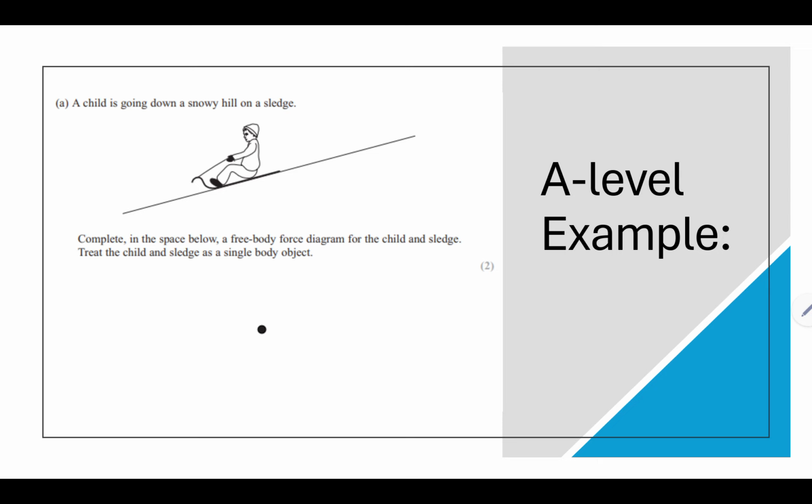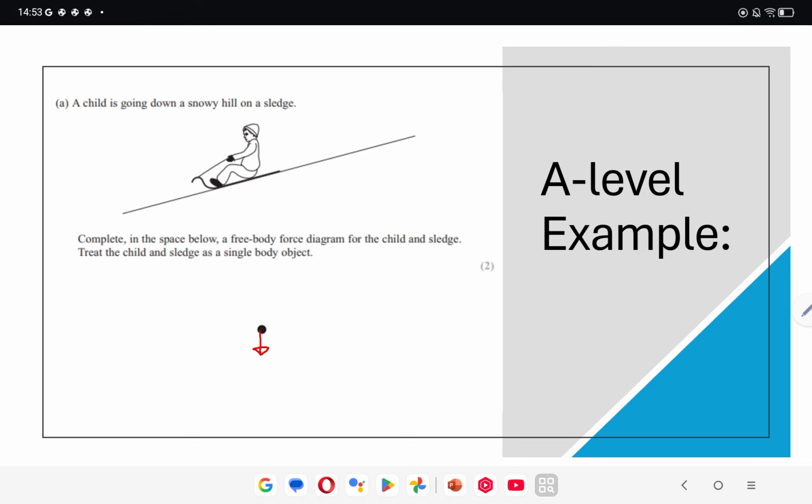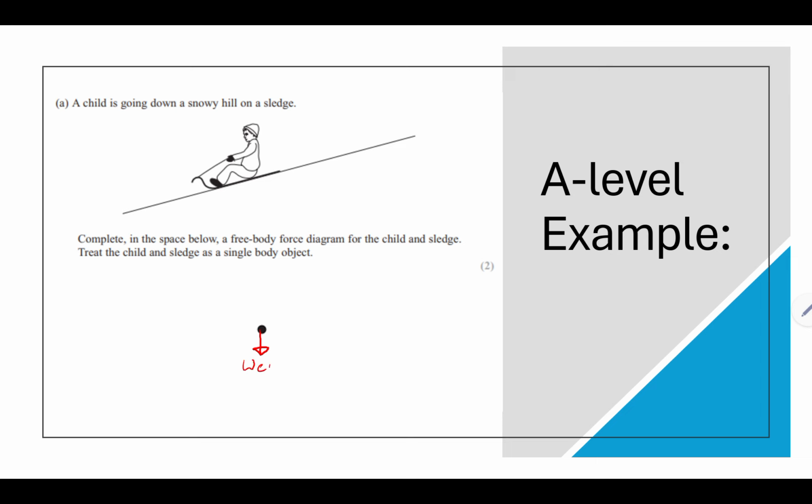In this case, the object is the sledge and the child. And so regardless of the angle, we know that there's going to be a weight force acting vertically down. It doesn't matter what angle you're at. It will always act vertically downwards. And we will just label that as weight. Don't write gravity, as gravity is not a force. Weight is the force.